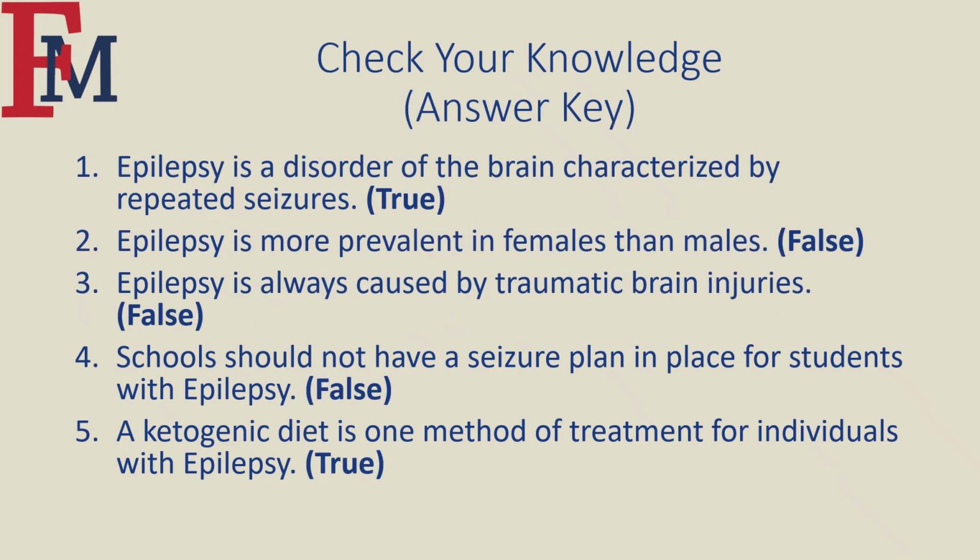Here are the answers. Number 1 was true. Epilepsy is a disorder of the brain characterized by repeated seizures. Number 2 was false. Epilepsy is more prevalent in males than in females. Number 3 was also false. Epilepsy is also caused by genetic factors and or unknown factors. Number 4 was false. Schools should have a seizure plan in place for students with epilepsy. And number 5 is true. A ketogenic diet is one method of treatment for individuals with epilepsy.